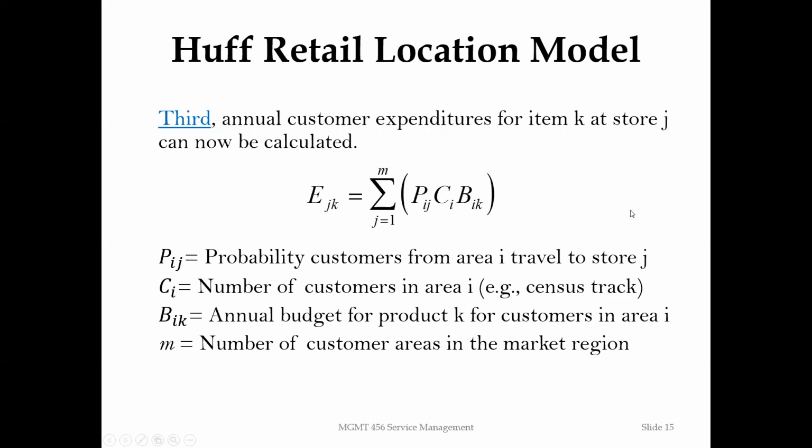Step 3 is to calculate customer expenditure in different areas. Basically, we look at the annual budget for product K for each customer living in a specific area and multiply it by how many customers we have in that area. This is the total expenditure for customers living in the same area, times the purchasing probability from a particular store. Adding them together, we get the total expenditure for a particular store.